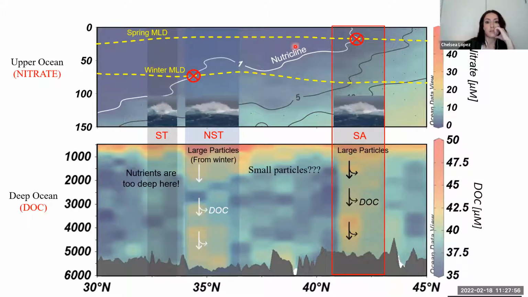So here, even in winter, it crosses the nutricline. So you would suspect that you would see export in this area, but this area is within a frontal zone, but does not have a front associated, not one of these larger fronts. So we see those small particles coming down, but we don't see the large particles. We don't see DOC. So that would suggest that these larger particles are more important for releasing DOC into the deep ocean.